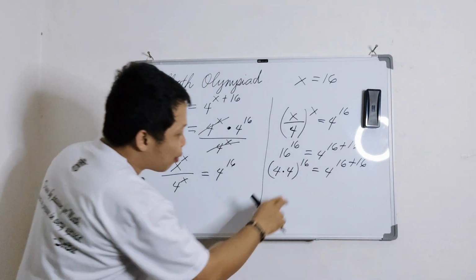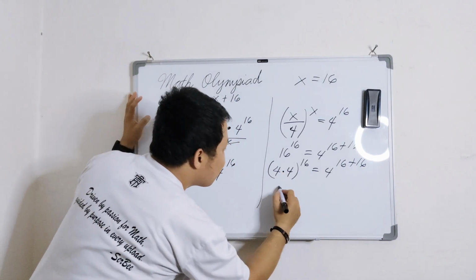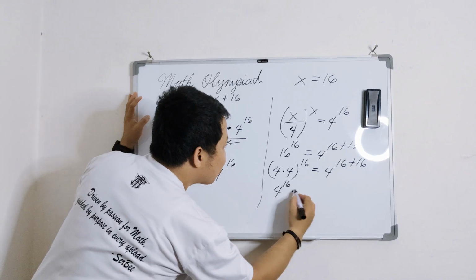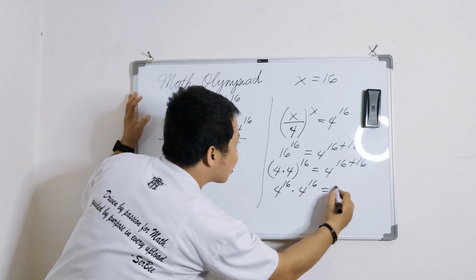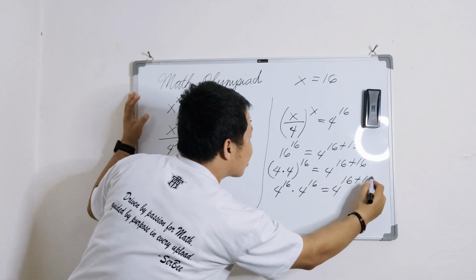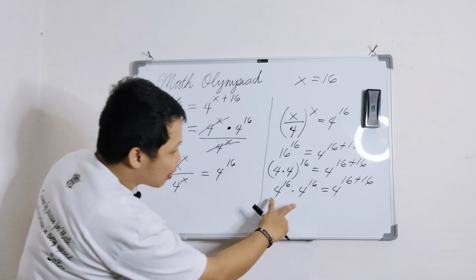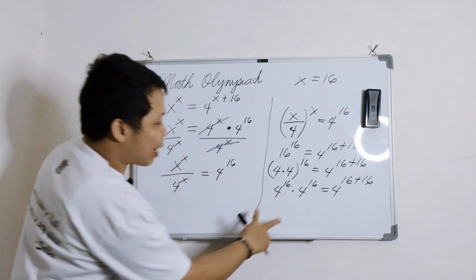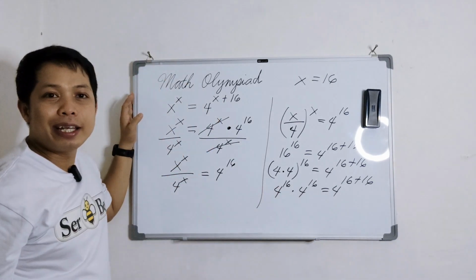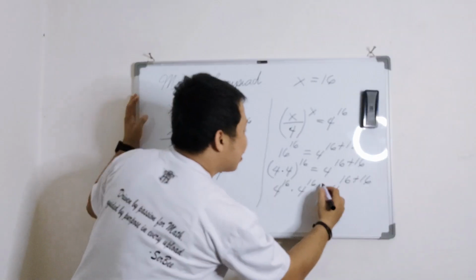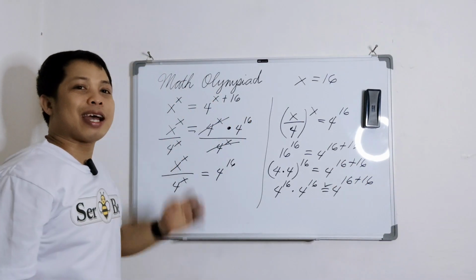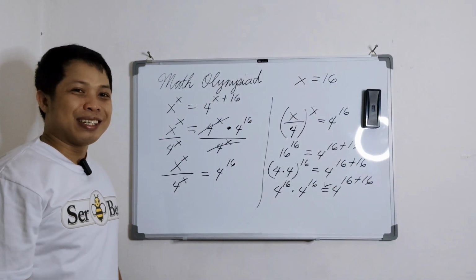Now, we can split this as 4 raised to 16 times 4 raised to 16. And that is equal to 4 raised to 16 plus 16. Now, applying the law of exponents, same base, so we will be adding the exponents. So this is really equal to the right side of the equation. Amazing.